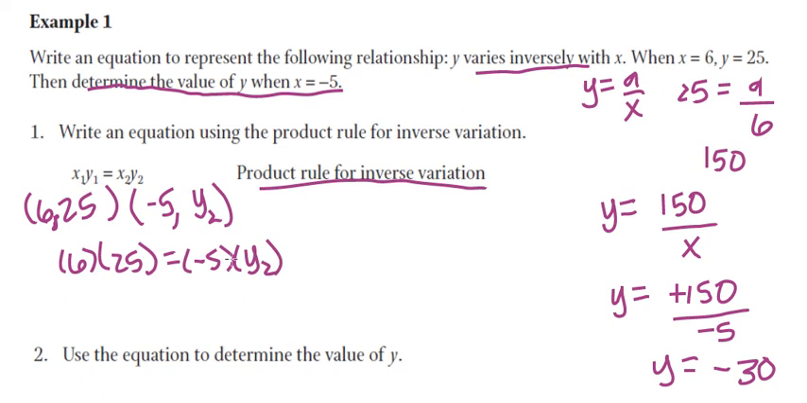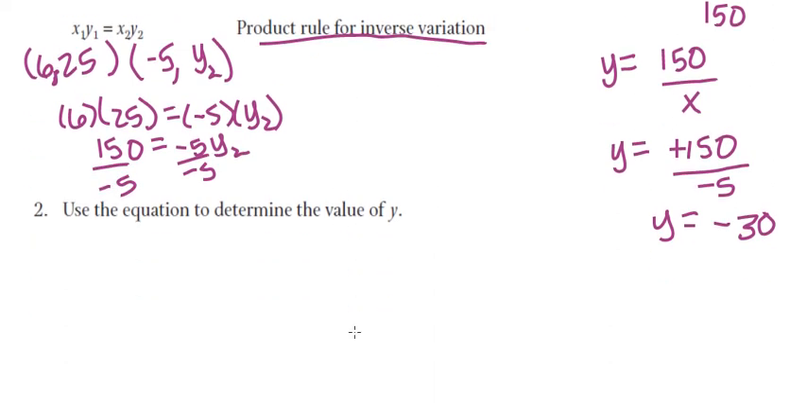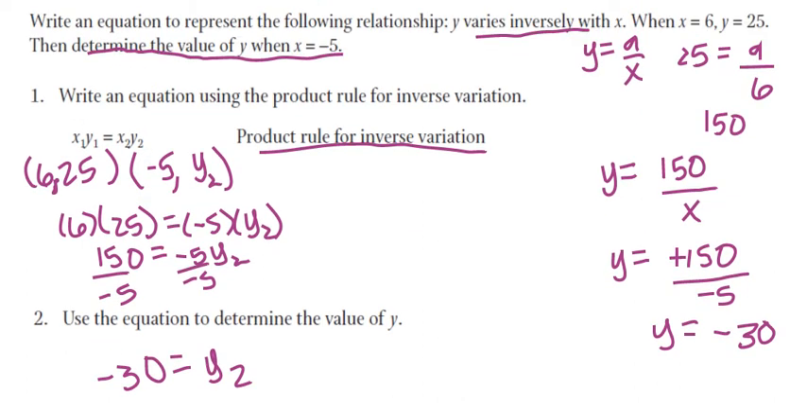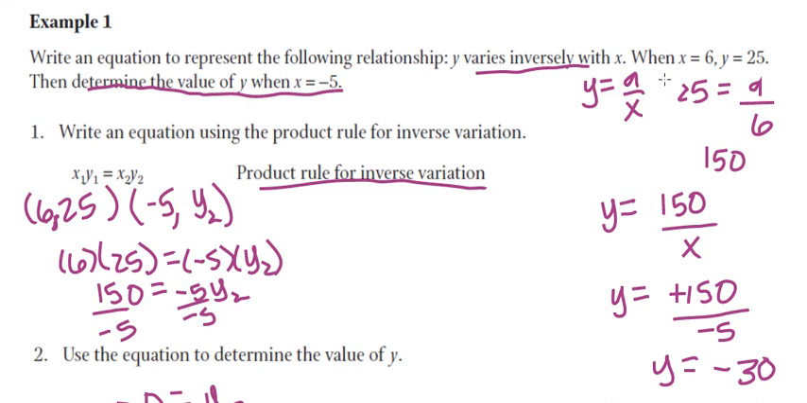And pretty quickly, you're seeing that this is going to turn into that same equation, because this gives us 6 times 25, which is still 150. And it's saying 150 is going to be equal to -5 times y2. Well, we know that means we need to divide by -5. So ultimately, when we use the equation to determine the value of y here, we get that y2 value is equal again to -30. So this is basically a rule that you can use without having to write the equation. If you know one and the other, you can set up that relationship.